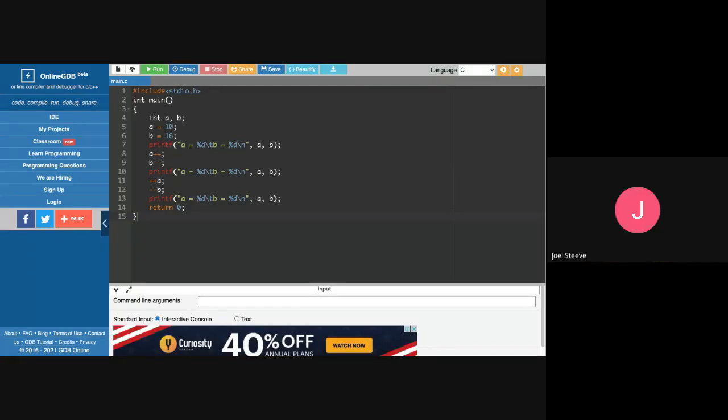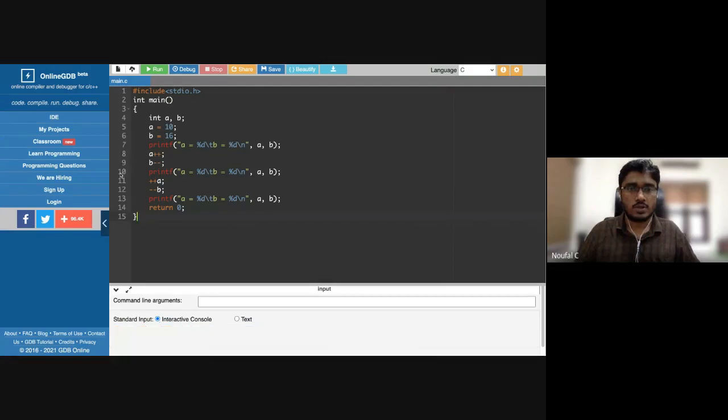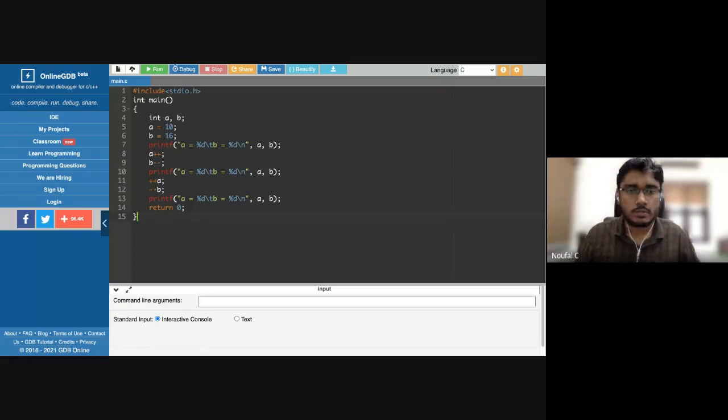There is nothing much in it. You should understand that whenever I say line number, you have to refer to this area. Line number, no confusion. You just look at the left side, and if I ask for line number 7, you read the line in front of the number 7. So it will be printing a equal to 10 and b equal to 16, exactly as Joel said. That's it, Joel.